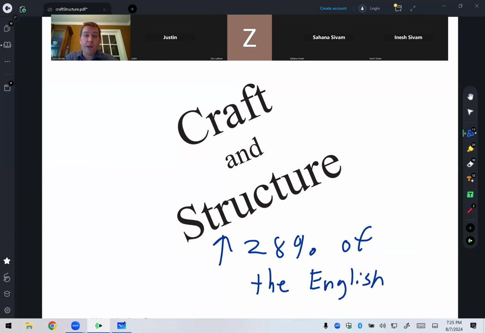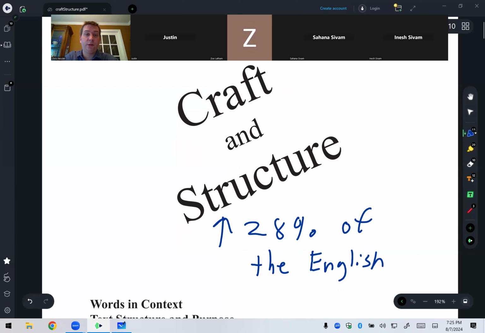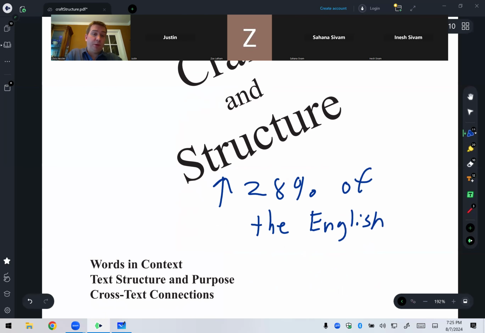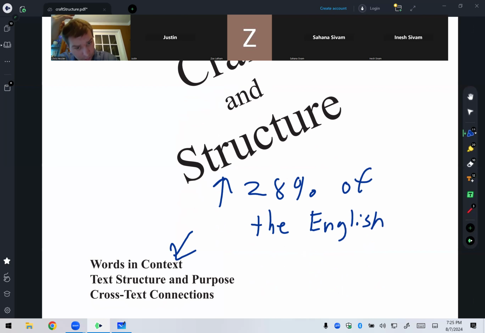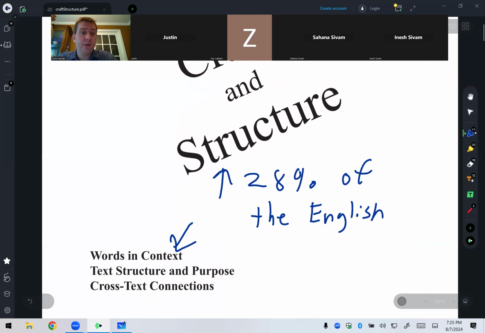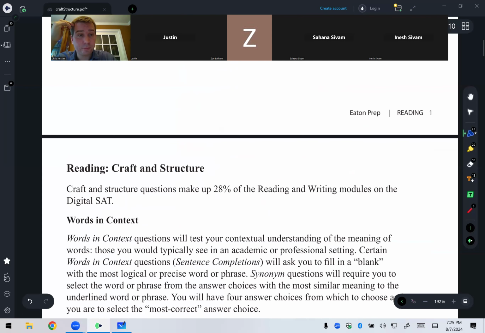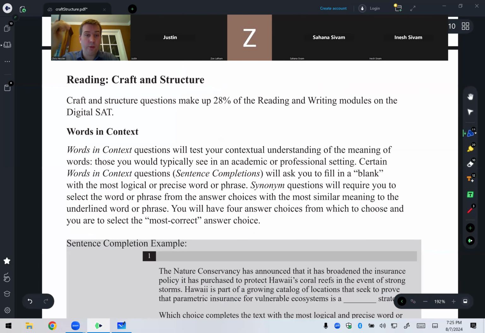All right, so this is 28% of the English on the SAT, this packet. So this is a pretty substantial part of the test. And sentence completions, those are on the ACT as well. So we're going to go over words in context, sentence completions, text structure and purpose questions, and cross-text connections, which are the paired passages. So we're going to look at all of these today.